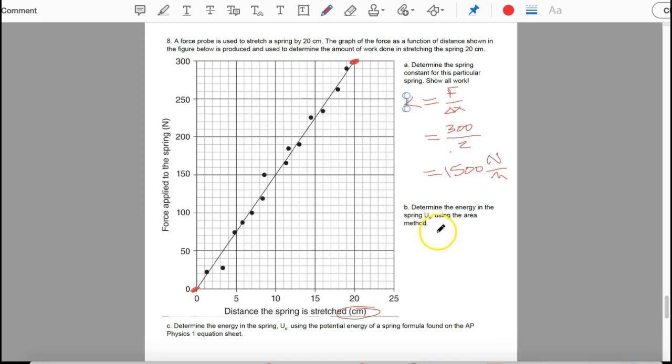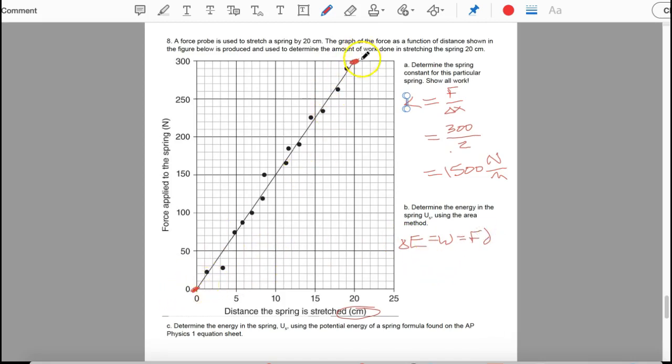It says determine the energy in the spring, US, using the area method. So if we use the area method, remember the energy in the spring is equal to, or the work of the spring is equal to the change in energy, and so that would be the stretch of the spring times the force. So energy or change in energy is equal to work, and that is equal to the force times the distance.